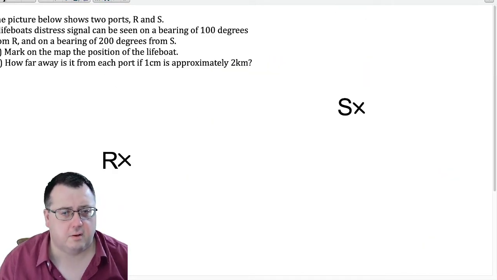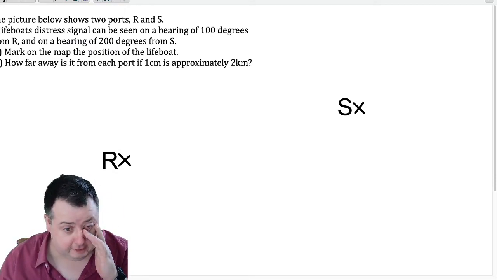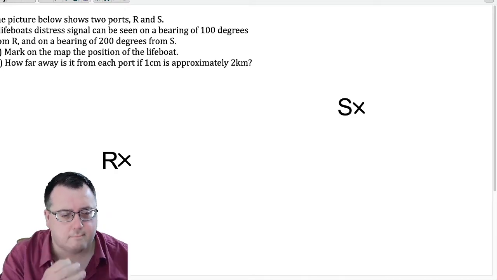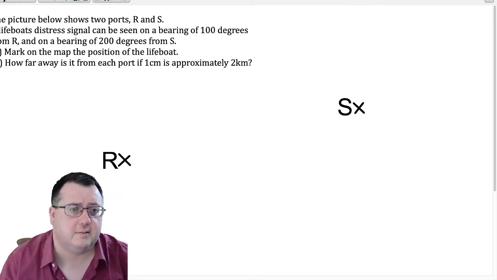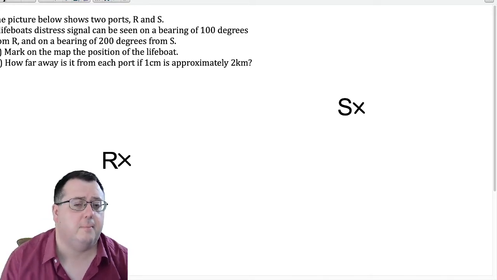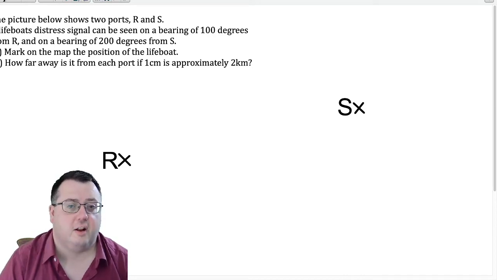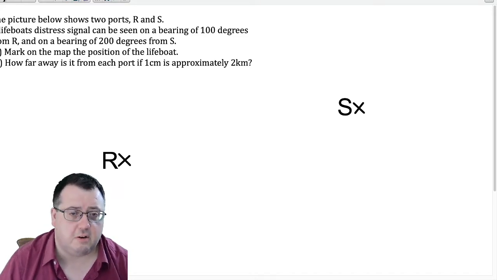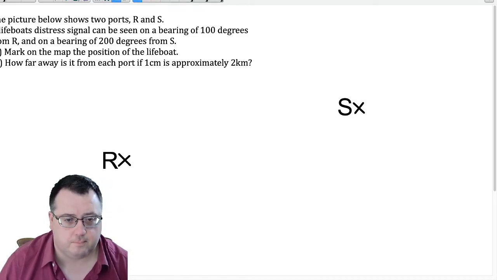Lastly, you may see a question where they want you to measure distances. So let's do this and go through it. The picture below shows two ports, R and S. Lifeboat's distress signal can be seen on a bearing of 100 degrees from R and a bearing of 200 degrees from S. Mark the position of the lifeboat. So what's missing in this question? Well, we've got the R and the S, thankfully, but we don't have north lines. So that is something we are going to have to draw in ourselves.